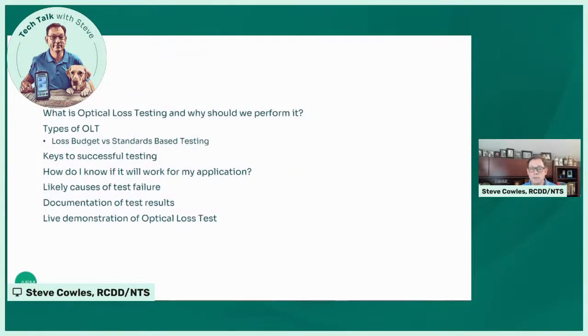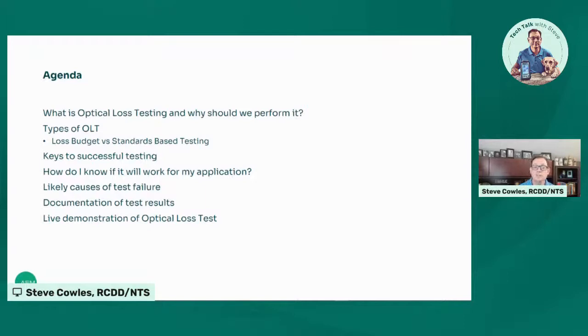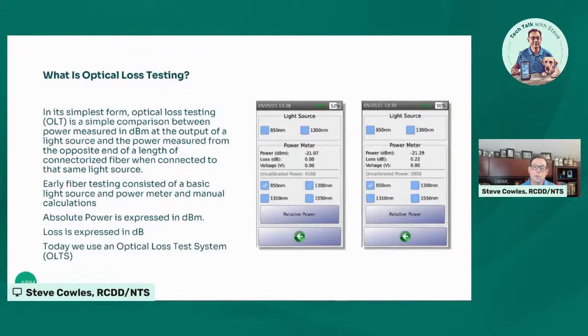So the agenda, again, we're going to talk about optical loss testing, why we should perform it, types of optical loss testing. We'll compare loss budget testing versus standards-based certification testing. We'll talk about some keys to successful testing. How do you know it's going to work for your application, as I mentioned a couple of minutes ago, likely causes of failure, documentation of the test results, and then we'll wrap up with a live demonstration of optical loss testing.